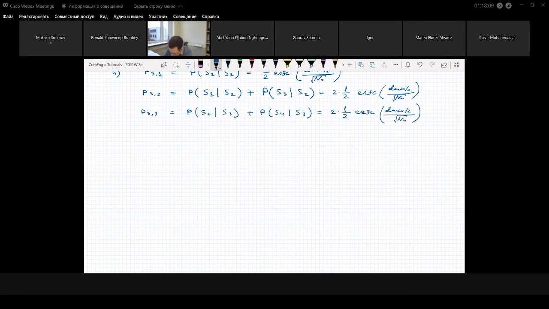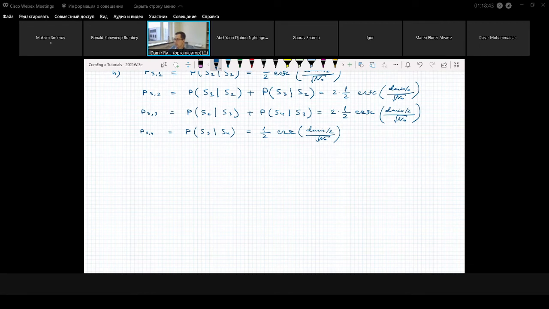And finally, probability to make error when we transmit signal S4 is simply that instead of S4, we made decision for S3, and nothing else. And we have just 1/2 complementary error function of d_min over 2 divided by square root of N naught. So, and now we need to find average probability of symbol error.